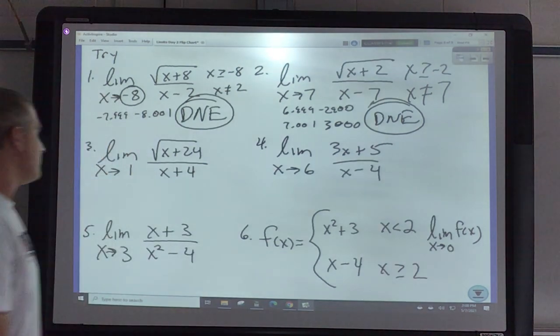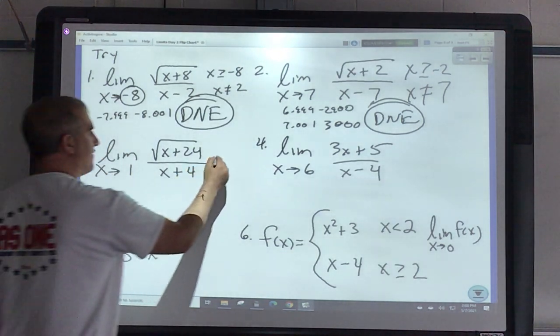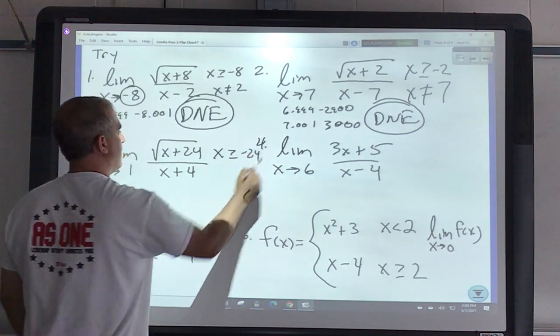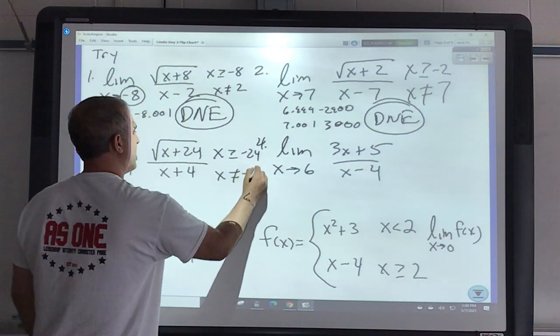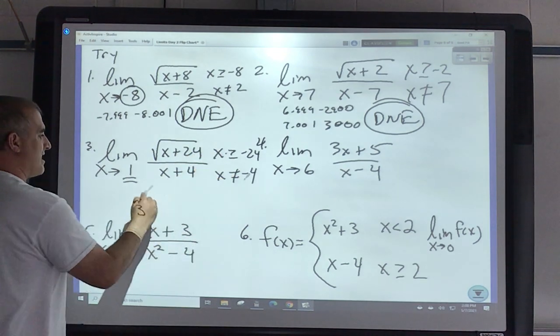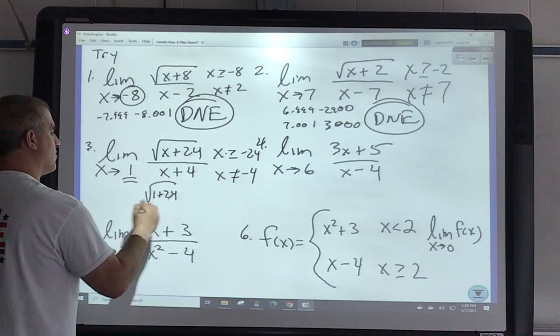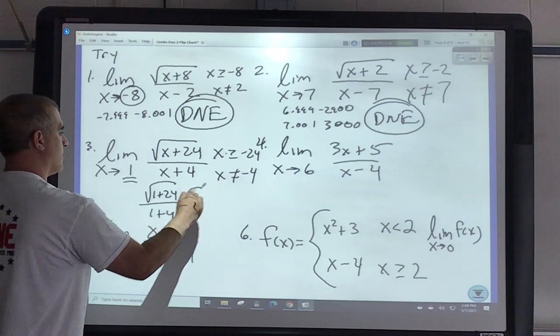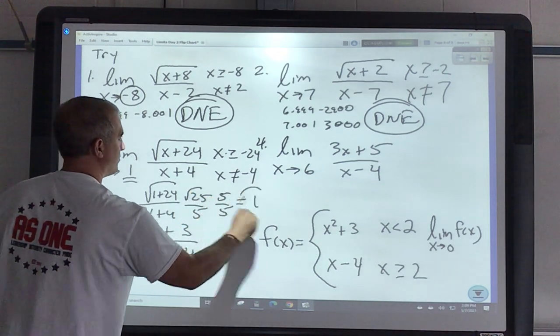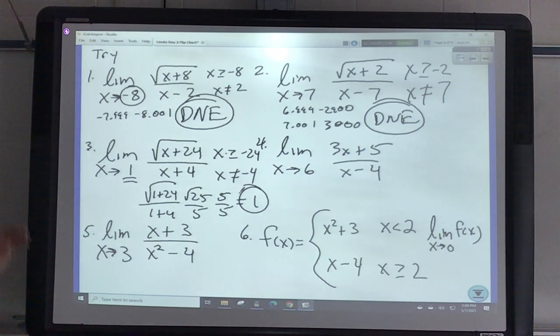Okay? All right, this one, I would only have issues. I want something where x is greater than or equal to negative 4, but I can't have something being negative 4. Well, it's approaching 1, well inside that, not that. So I can just go ahead and evaluate that. So that's square root of 25 over 5, which would be 5 over 5, which would just be an answer of 1. Okay, it's not a problem.